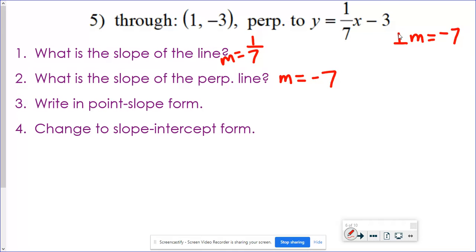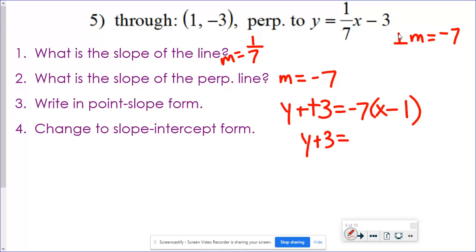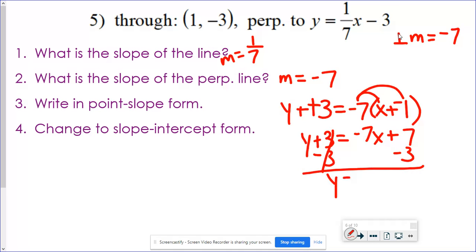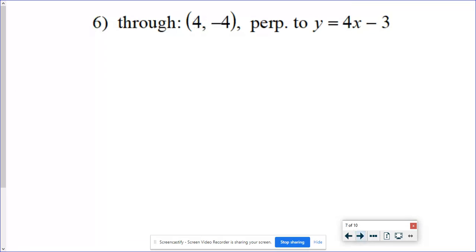So point slope form, I'm going to go y minus my y number equals m times x minus my x number. I've got y plus 3 equals negative 7x plus 7. And then we get rid of the 3. So we had our point slope form right there, and then slope intercept form is right there. Again, I do suggest that you're writing these down. At least do one more of the perpendiculars as an example so you've got more to look at.